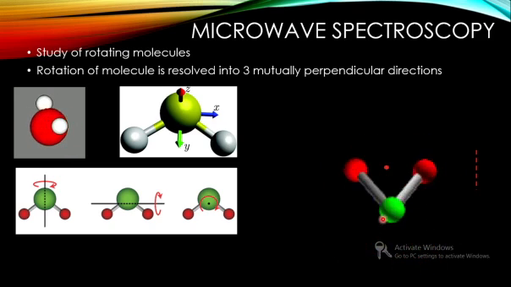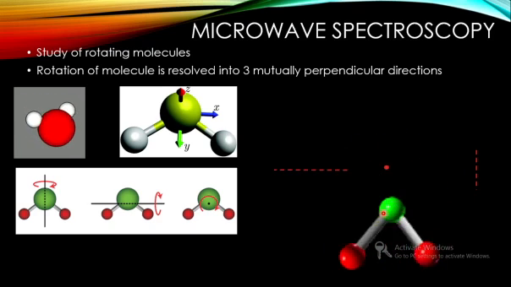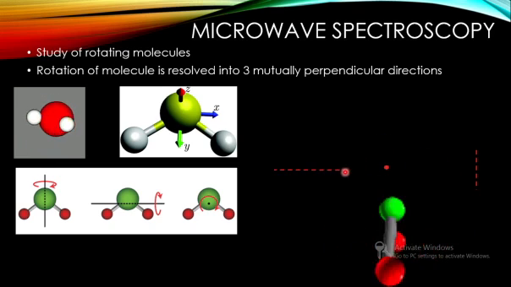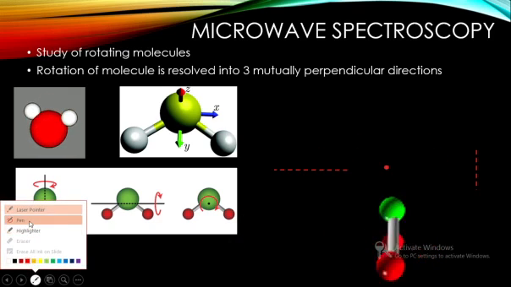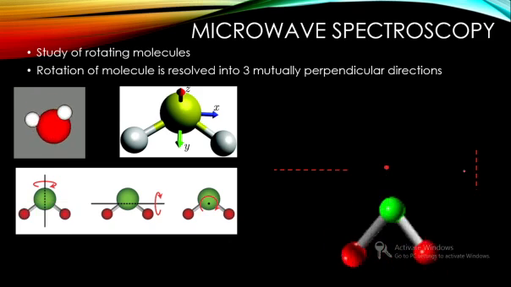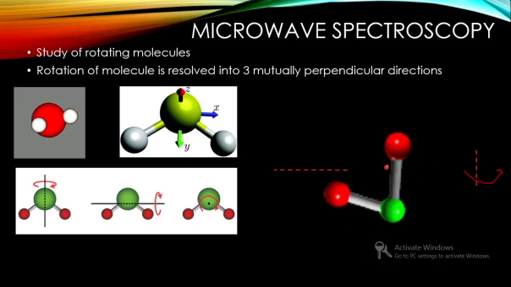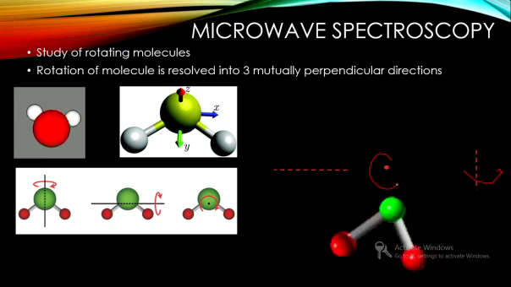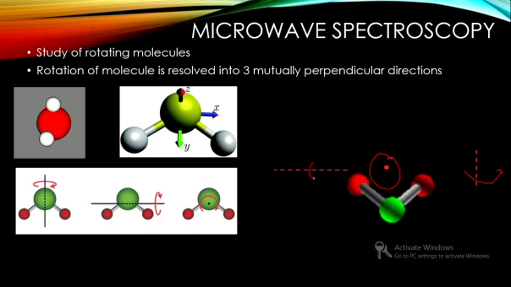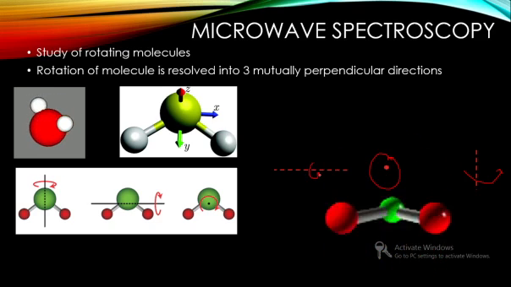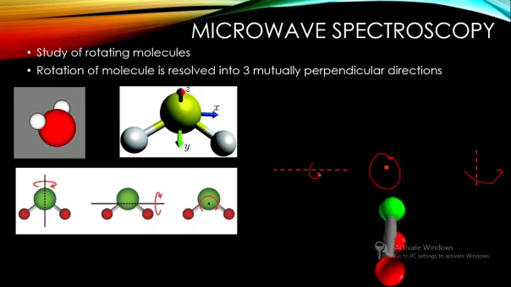If you look at this one, it is moving towards you, which means the direction of the axis is like this, so the molecule will be rotating like this. Let me point it out. In the first case, it is moving about this axis, and in this one it is moving around this axis. The third possibility is that it is rotating about this axis. So these are the three possibilities when you restrict your discussion to the three mutually perpendicular directions.